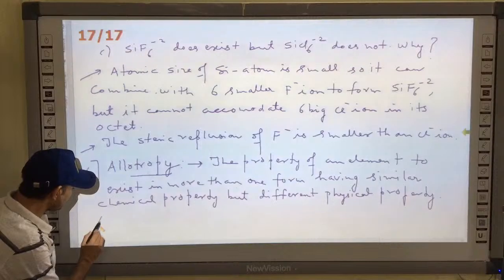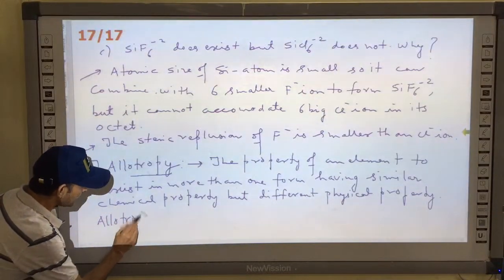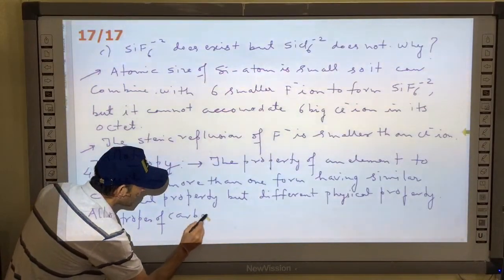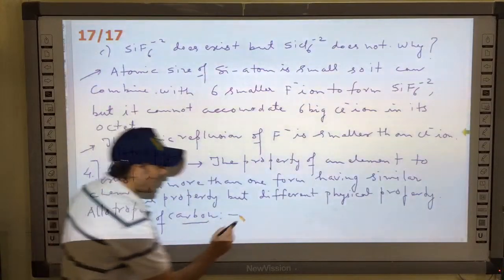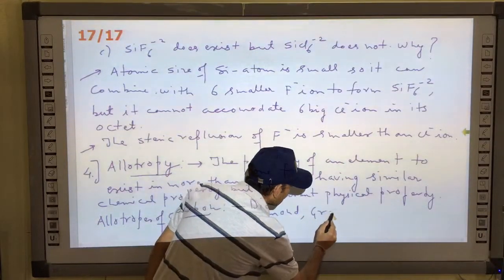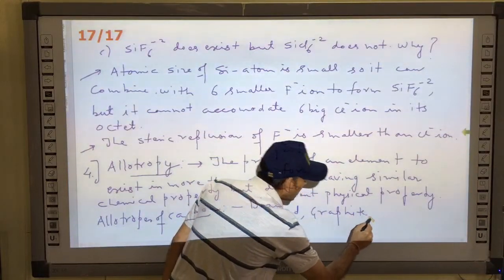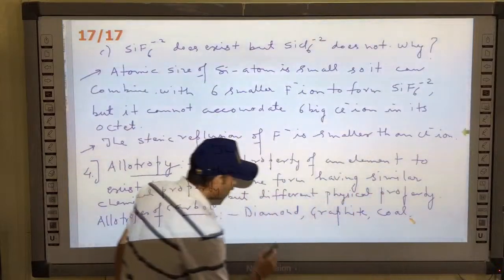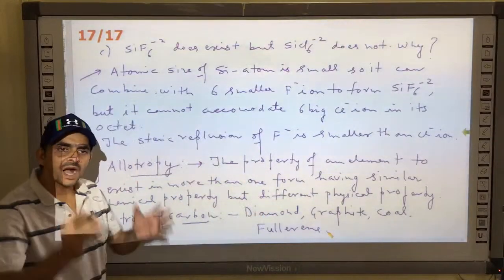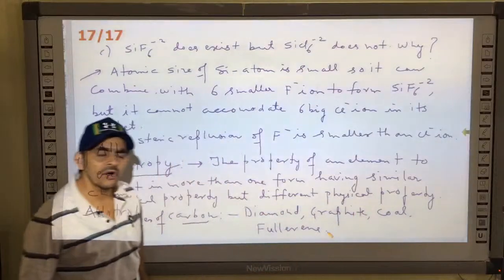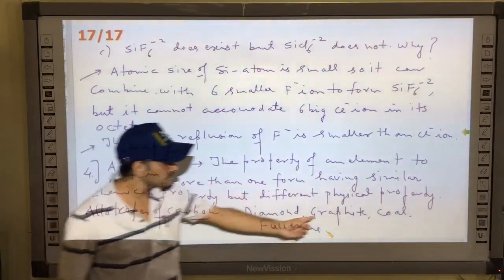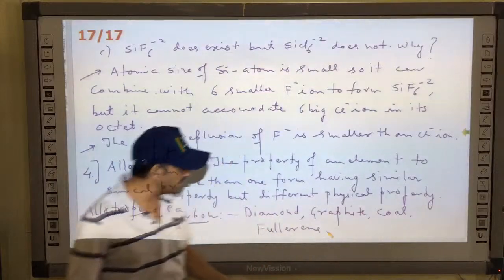Clear? I am writing over here. You see, allotropes of carbon. In class 10, you have also learned that carbon exists in allotropic forms: diamond, graphite, coal and fullerene. These are the allotropes of carbon. Carbon in nature can exist in these 4 forms, but their chemical properties are the same. Diamond is represented as C, graphite C, coal C, fullerene C.